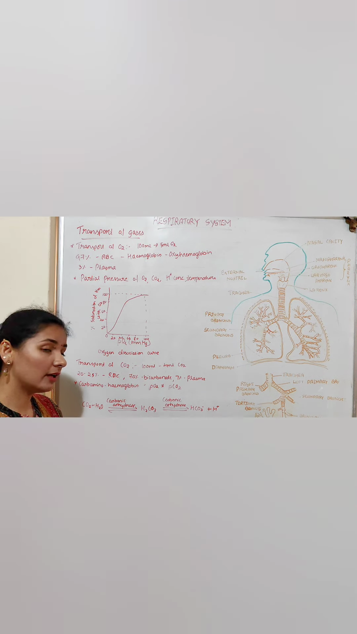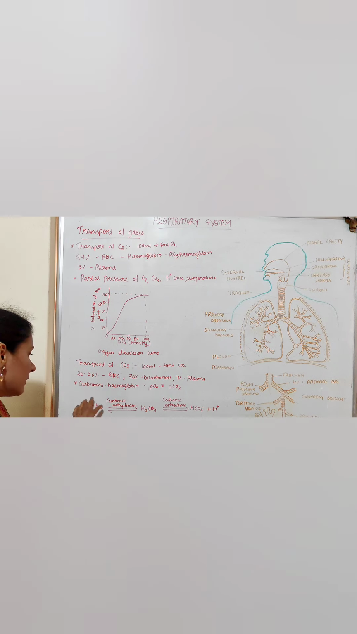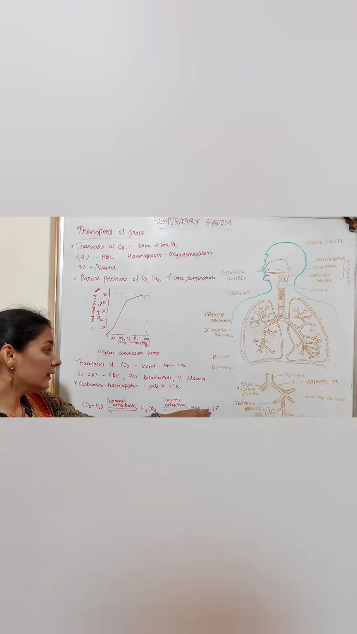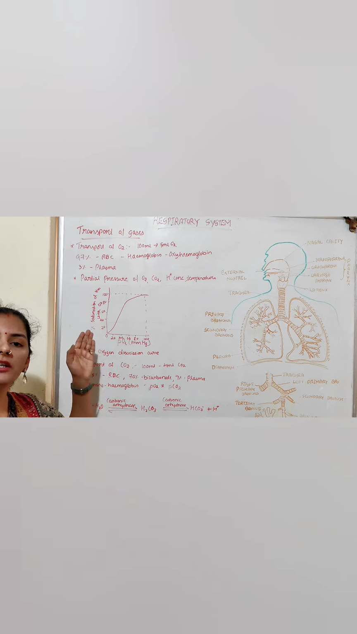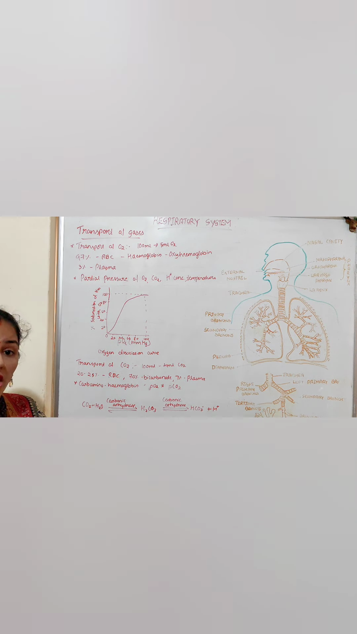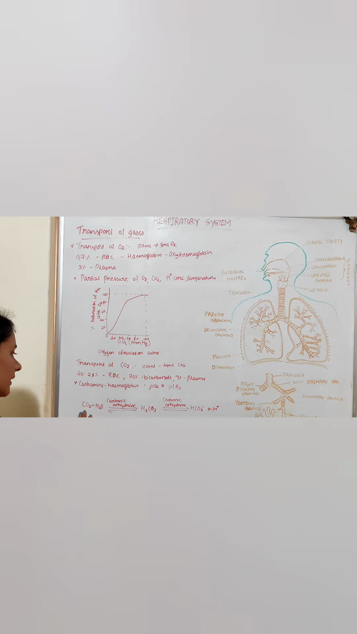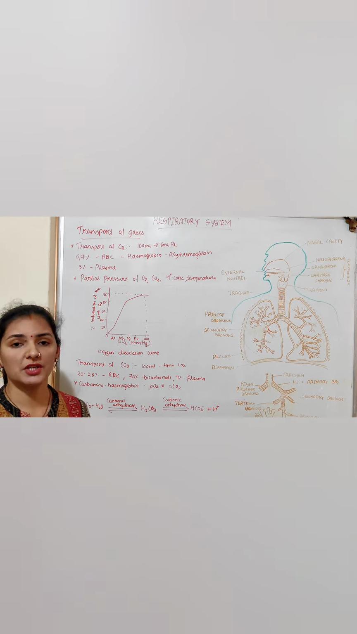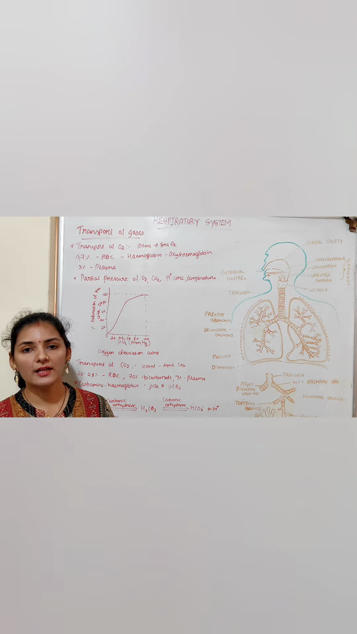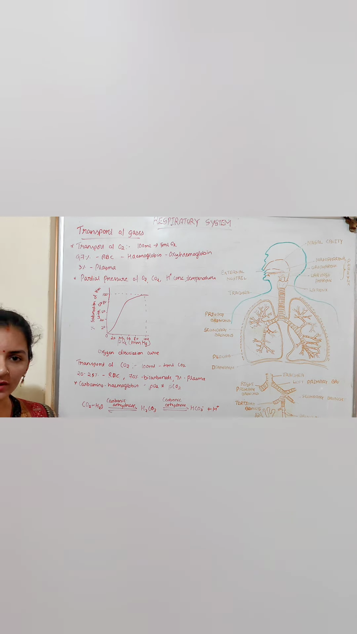So at the tissue level, where there is a high PCO2, that is a high partial pressure of carbon dioxide, this carbon dioxide combines with the water in the presence of carbonic anhydrase to form a bicarbonate ion, and in the bicarbonate form it will be transported to the alveoli. At the alveoli, the partial pressure of carbon dioxide is low. Because of that, bicarbonate combines with the hydrogen ion to form carbon dioxide and water, and the carbon dioxide will be released into the alveoli. So that is how exactly transport of oxygen and carbon dioxide takes place.